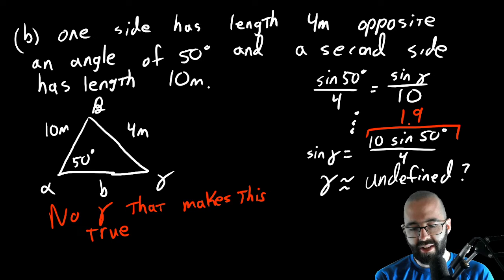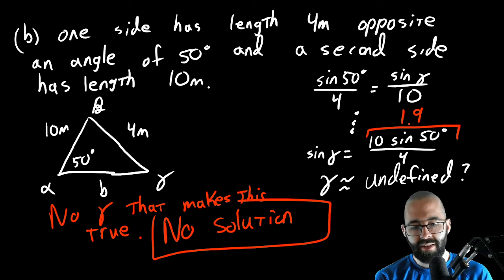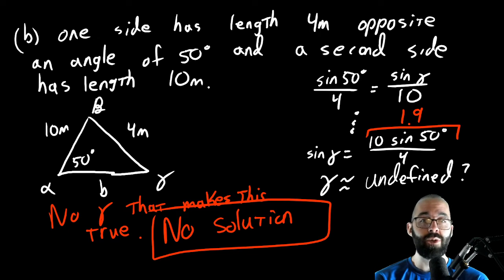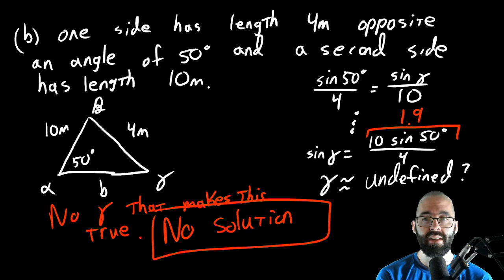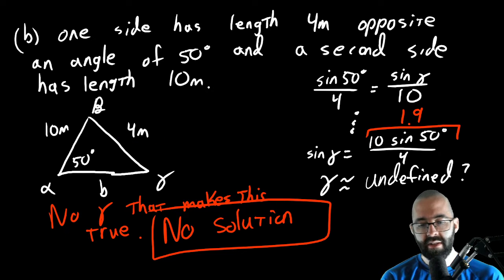Well, I wanted you to solve the triangle. I asked you to do something impossible. There's no solution here. There's no triangle. It's impossible to draw a triangle with these descriptions. The side length isn't long enough. This 4 meters isn't long enough.